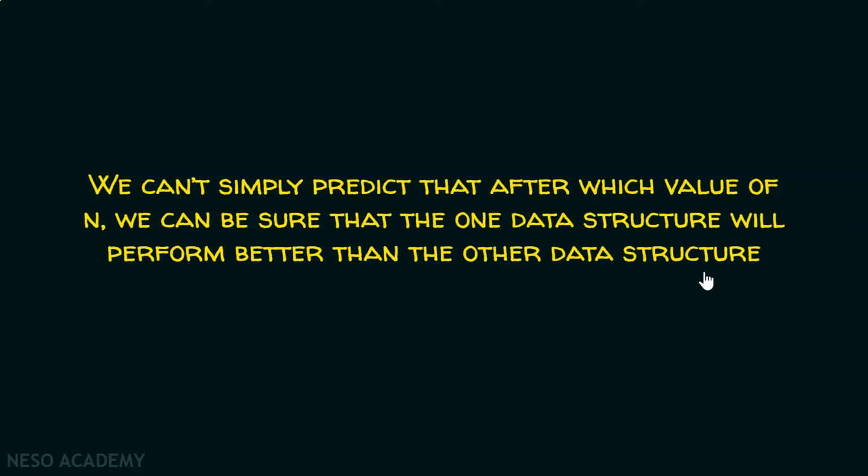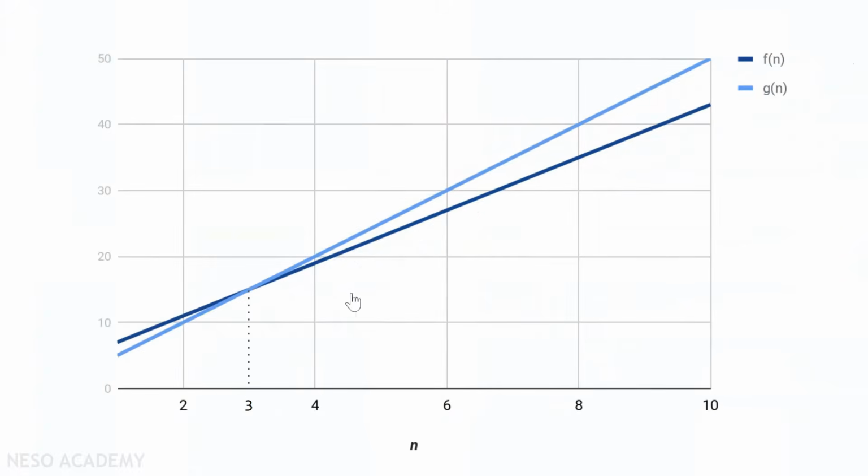If you can't simply understand what I'm saying, then please see this graph. Here you can see that for n less than or equal to 3, g(n) is performing better than f(n). Isn't that so? f(n) is actually growing faster than g(n). But for n greater than 3, g(n) is growing faster than f(n). You can clearly see that n equal to 3 is the point after which we can be sure that g(n) is growing faster than f(n), or in other words, f(n) is performing better than g(n). So the value of n is very important here. After that, we can be sure which function is performing better than the other.